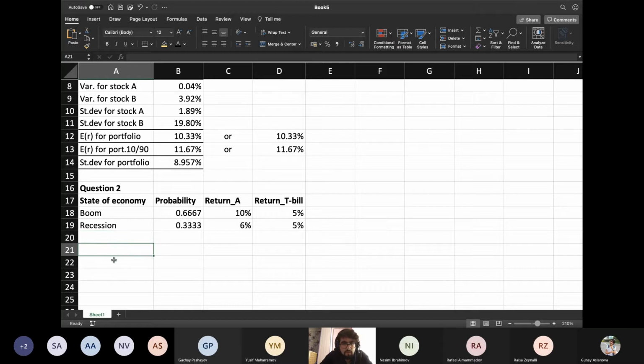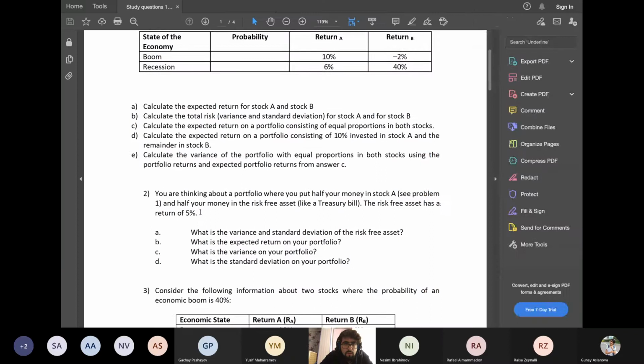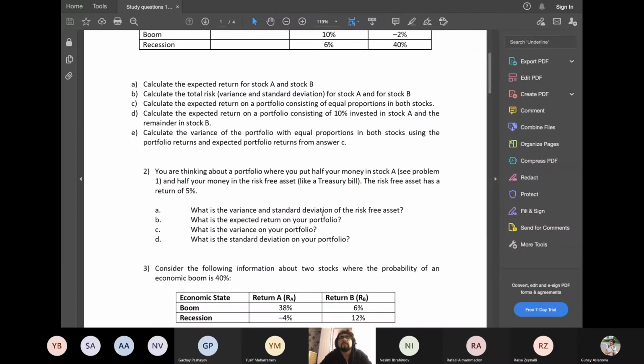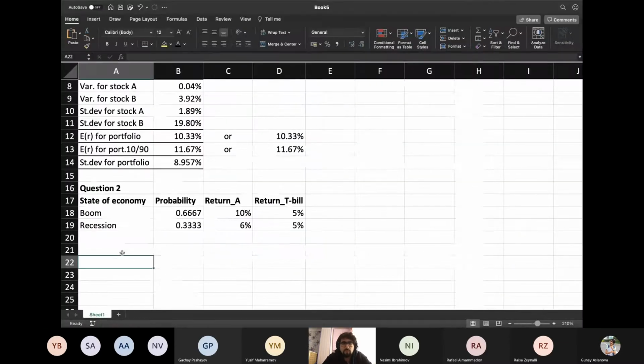So what is the variance and the standard deviation of the risk-free asset? Guys, by definition, risk-free asset is risk-free, so it doesn't contain any risk. Therefore, standard deviation and variance are 0 for the risk-free asset. Standard deviation is the risk. But mathematically, you can also calculate.